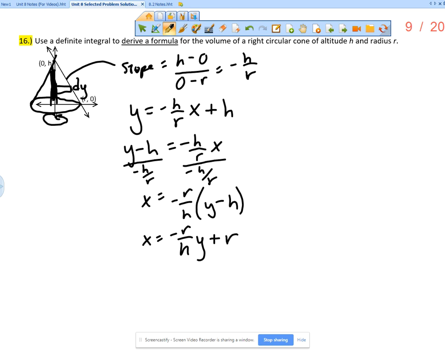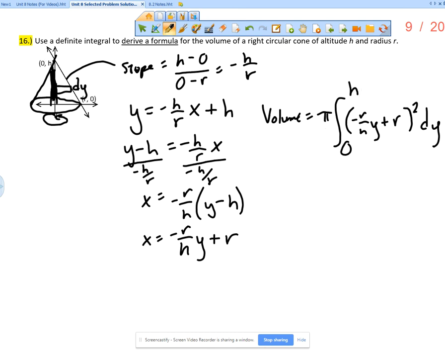Now, how do I find the volume of this cone created by revolving that region around the y-axis? The volume is going to be found by taking, once again, pi times the integral of parentheses squared with respect to y. What is in the parentheses? Well, tilt your head to the side. What is the right-hand boundary of the dy? It is negative r over h y plus r, minus the left-hand boundary, which is 0, so minus 0. We're integrating from the lowest y value, which is 0, to the highest y value, which is h.